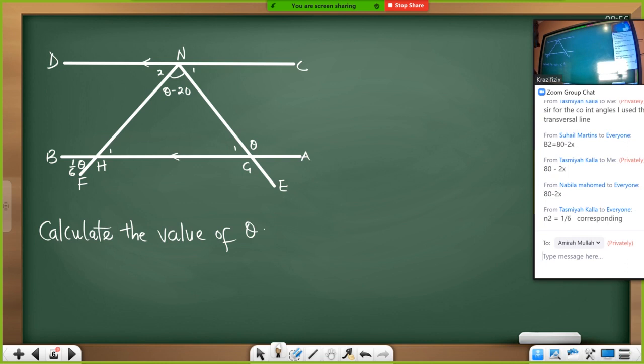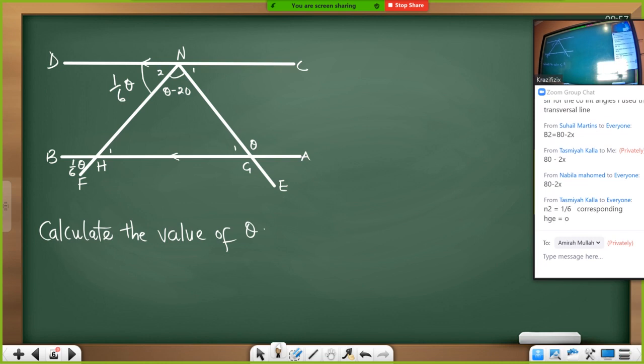N2, 1/6 corresponding. Okay, Tasmia starting. She said N2 is 1/6 theta. Good thinking. Corresponding. All right. And what else?